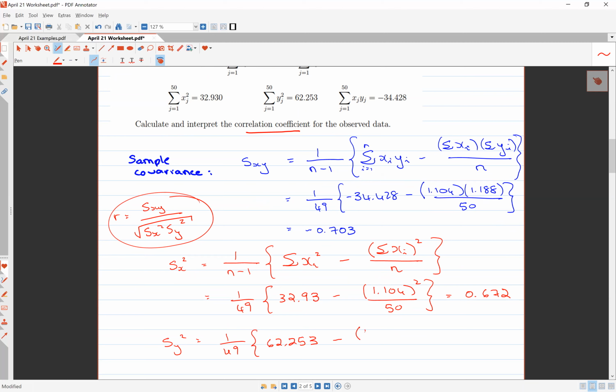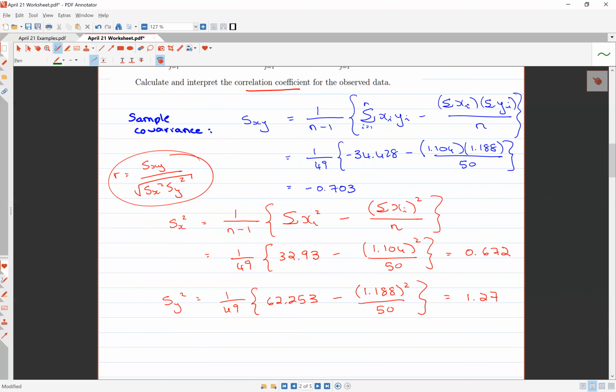Sum of the squared Y's minus the sum of the Y values squared over the sample size. And this value is 1.27. So this now gives us what we need to calculate the correlation coefficient, which in this case will be negative 0.703 over the square root of the product of these two sample variances. And this ends up being negative 0.761.